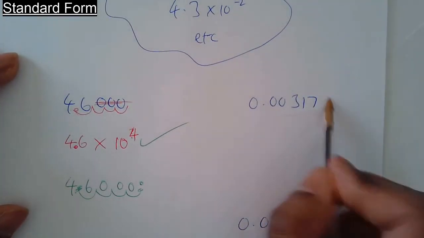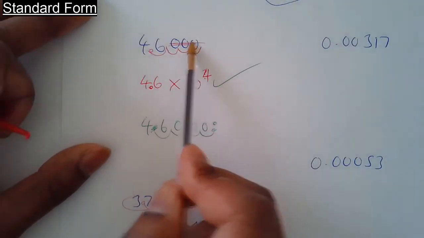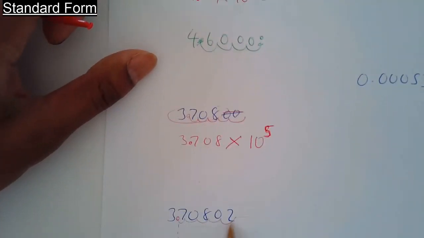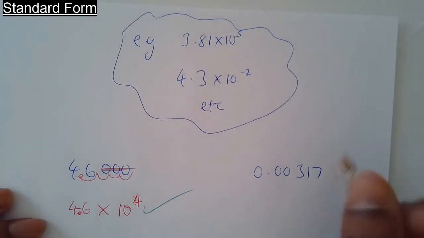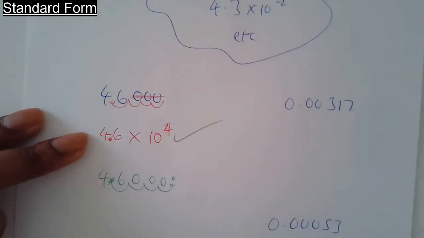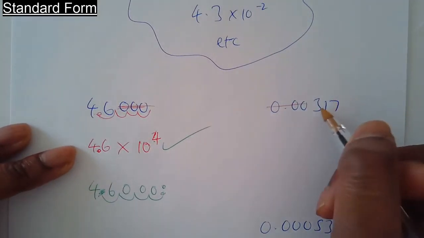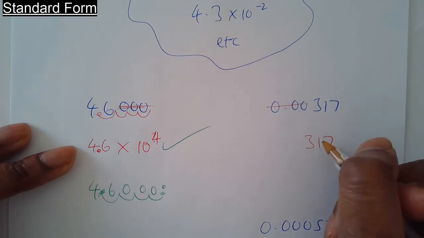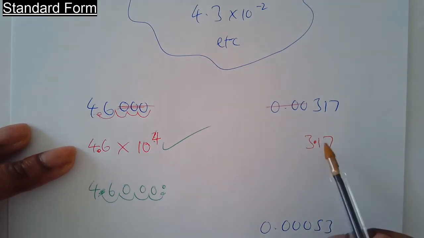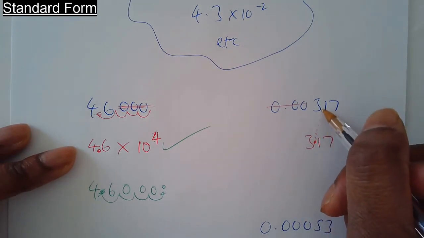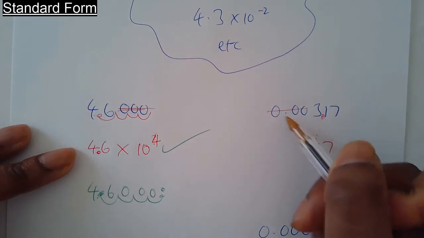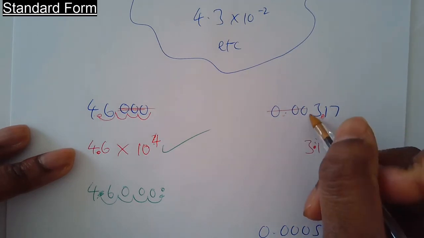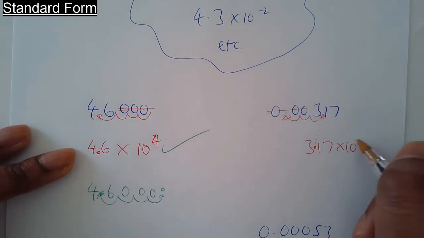Right, I know automatically that these ones were large numbers. These are tiny numbers, very small numbers, so these will have negative powers, like this one. Ignore the zeros to begin with, copy the 317. Force it to become between 1 and 10. Now imagine that this decimal point is between the 3 and the 1. Now ask yourself the question, how many places do I need to move that decimal point to reach this decimal point over here? 1, 2, 3. So it's 10 to the power of minus 3.